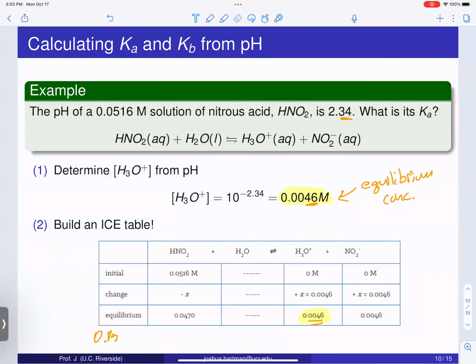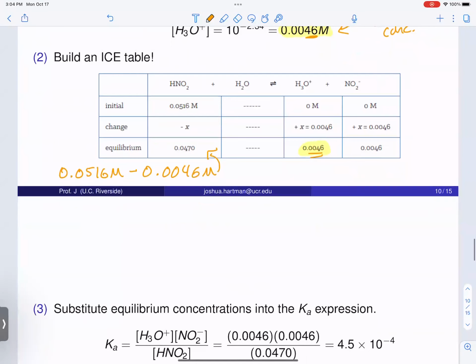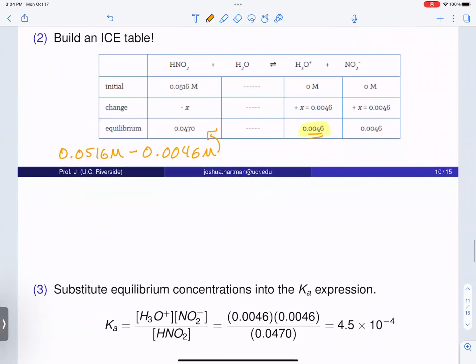if I could write clearly here, that's always helpful. There we go. So we've got our initial concentration, 0.0516 molar, and then we're going to subtract off the 0.0046 molar quantity, right? And that's where we're going to end up with our equilibrium concentration here. Okay, now that we've got our equilibrium concentrations, we're in a position to plug all these terms in and get our equilibrium constant expression.